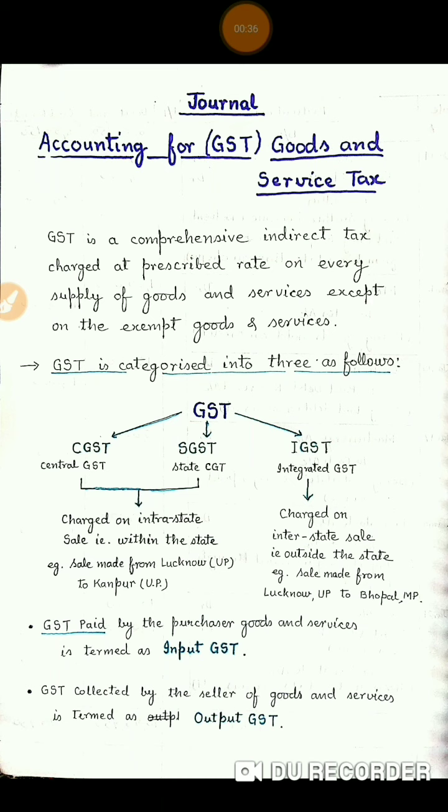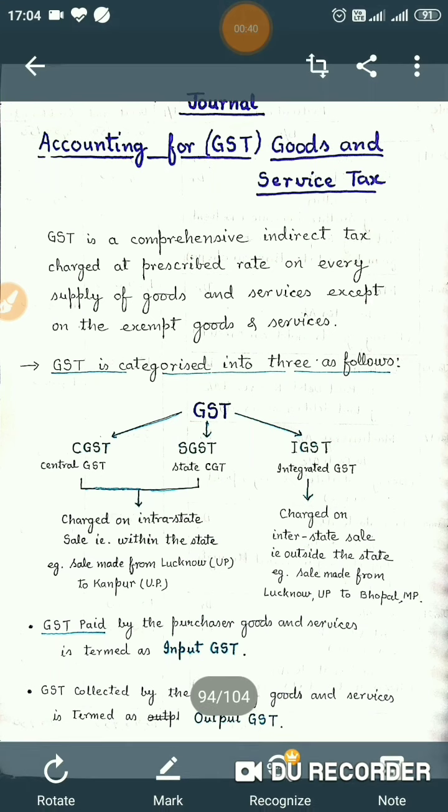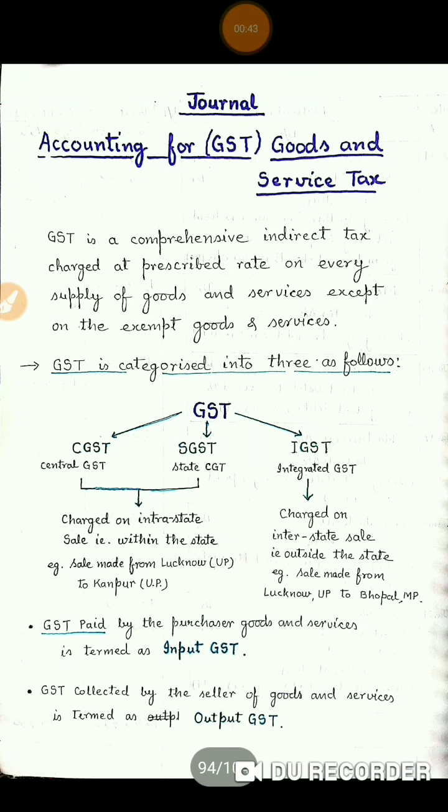Today, I would like to start another topic under this chapter, accounting for GST, goods and services tax. Most of you would have known about GST. In a very short, GST is a comprehensive indirect tax charged at a prescribed rate on every supply of goods and services except on the exempt goods and services.